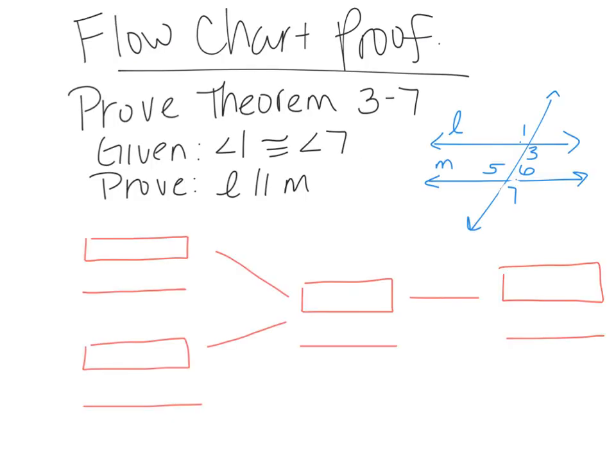Really quickly, I'm going to introduce you to a flowchart proof. A flowchart proof is very similar to a two-column proof, except that the order and the layout of the proof is a little bit different. Instead of having the statements on the left side and the reasons on the right side, you're going to draw an actual flowchart, or flow proof, whichever you want to call it.